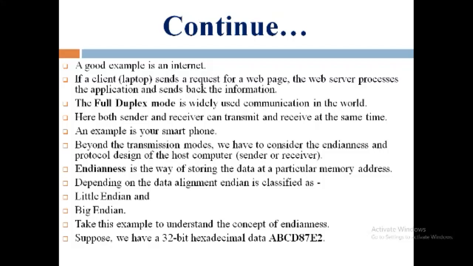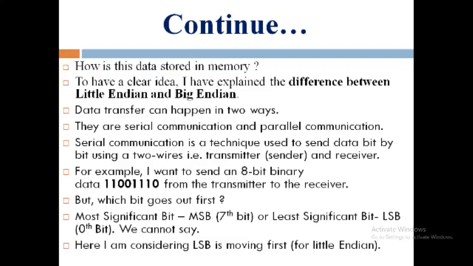Take this example to understand the concept of endianness. Suppose we have a 32-bit hexadecimal data ABCD 87E2. Then how is this data stored in memory? To have a clear idea, I have explained the difference between little endian and big endian. Data transfer can happen in two ways: serial communication and parallel communication.